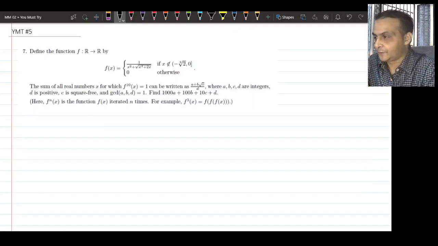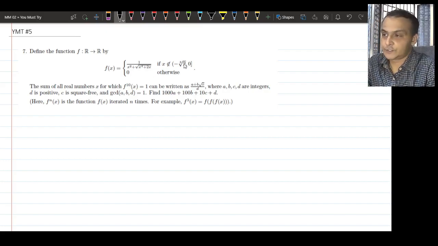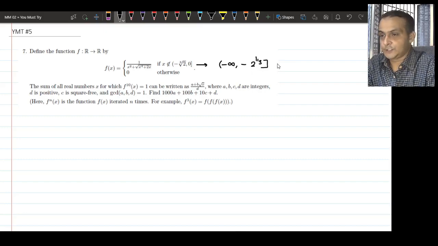Alright, so this is the question we have. The question simply says that there is a function defined from R to R, and the function is defined piecewise, in which the first part simply says that if x does not belong to this interval, meaning negative of cube root of 2 to 0, in that interval, when x does not belong to that interval, then the function is defined like this. It simply means that when x is beyond 0, above 0, and I can simply write it here that it is actually indicating negative infinity to negative 2 to the power 1 over 3, closed interval, union 0 to infinity. In that interval, the function is defined in such a way. Otherwise, it is 0. And this is the function defined like that.